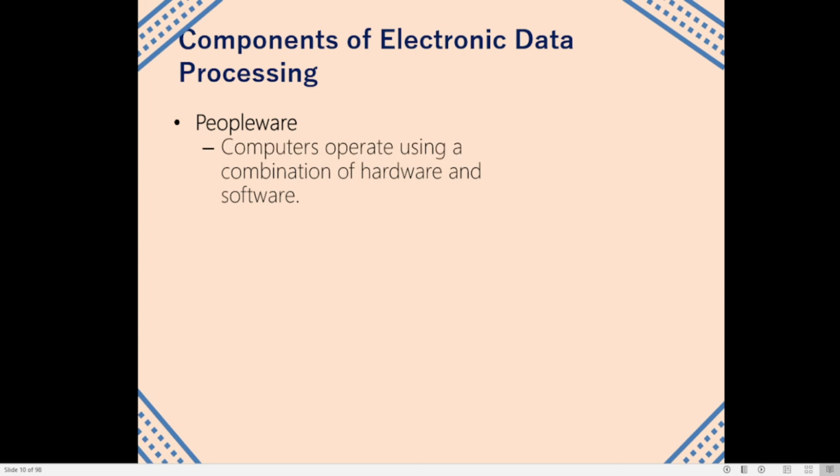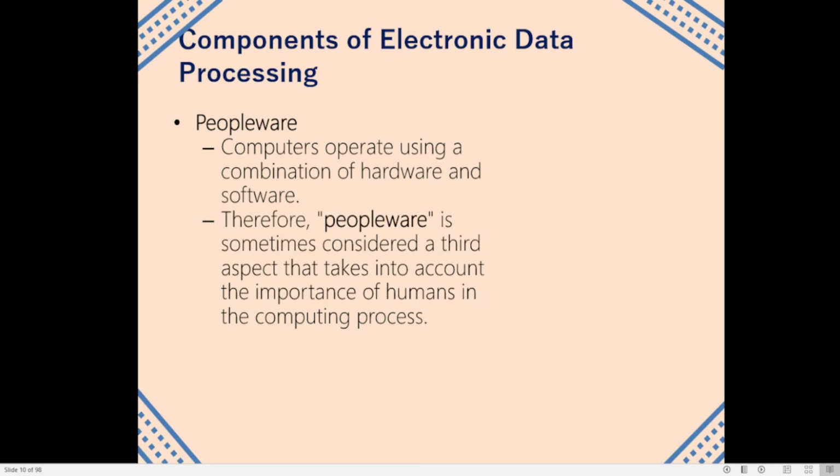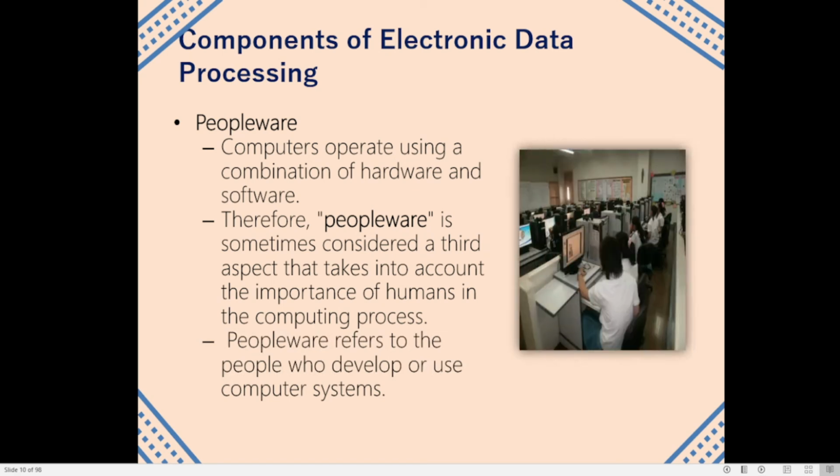Next is we have the peopleware. So, sino ba tong peopleware? So, computers operate using a combination of hardware and software. Therefore, peopleware is sometimes considered a third aspect that takes into account the importance of humans in the computing process. So, tama naman. With a combination of hardware and software, pwede na nating magamit ang ating computer. But syempre, kailangan pa rin ang tinatawag na user. So, tayo yon. Yung user plus the hardware and software equals peopleware, which refers to the people who develops or use the computer system. Pero typically, kapag sinabi natin peopleware, ang mas common na ginagamit na term sa kanya is user.